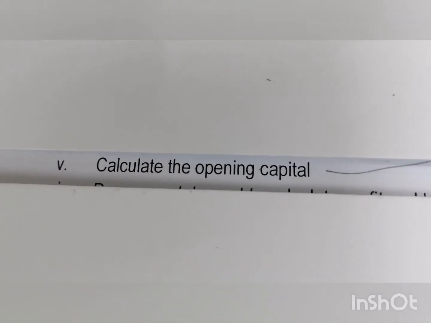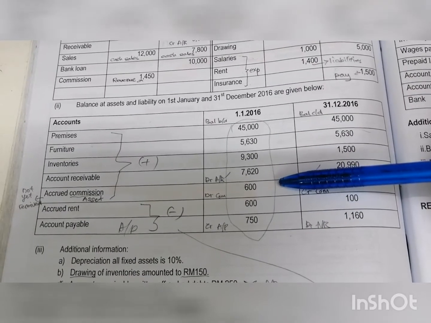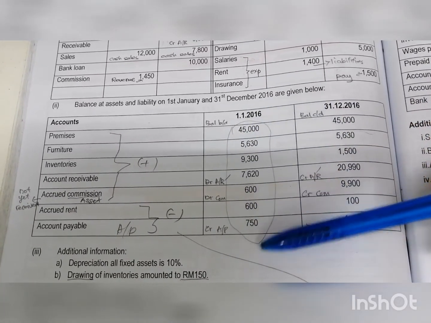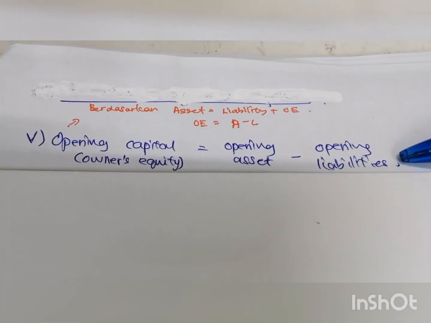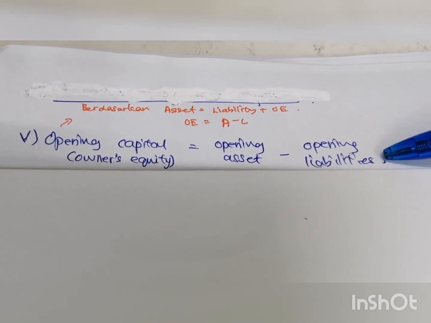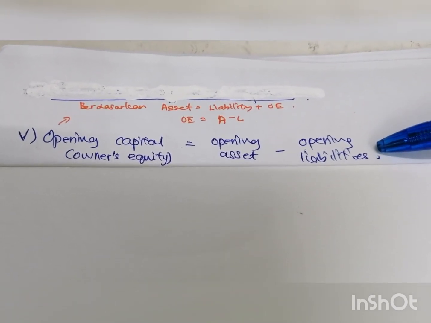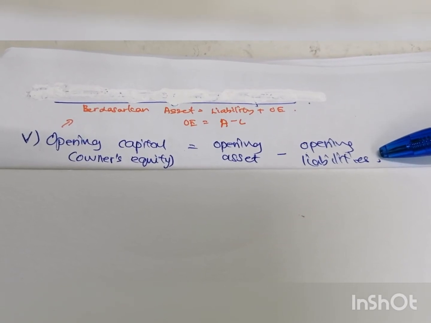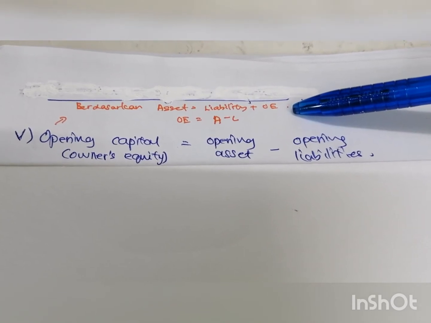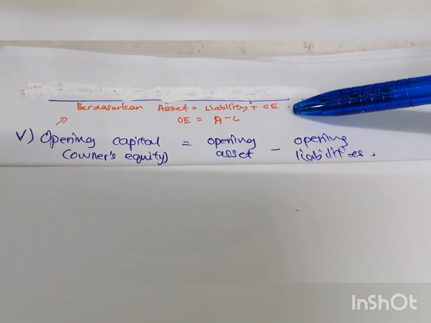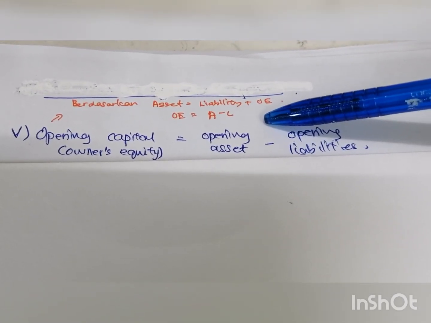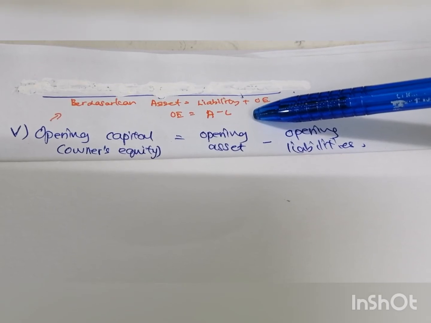Question 5. Calculate the opening capital. In order to calculate the opening capital, we will use the information here. We will use the formula opening assets minus opening liabilities. This is actually based on assets equal to liabilities plus owner's equity. So opening capital is owner's equity. So we get the assets minus liabilities.